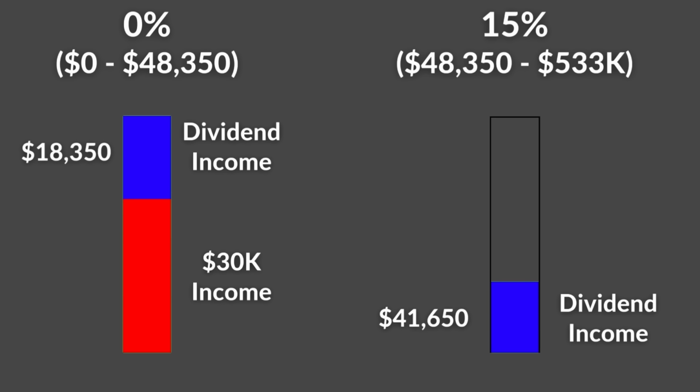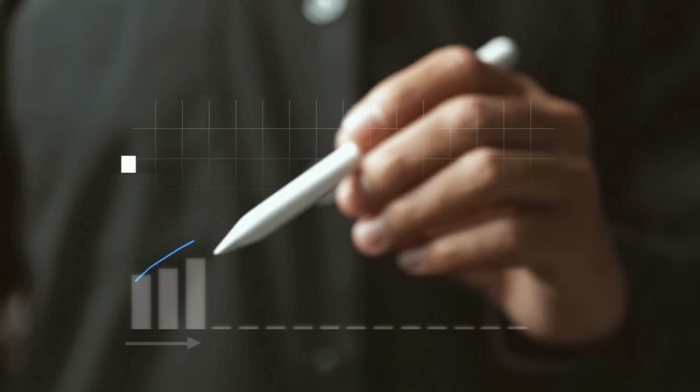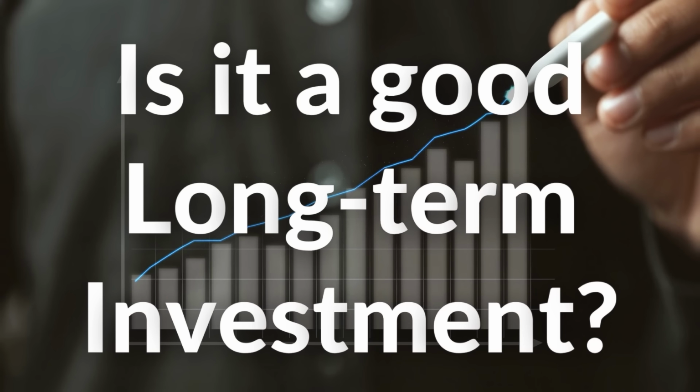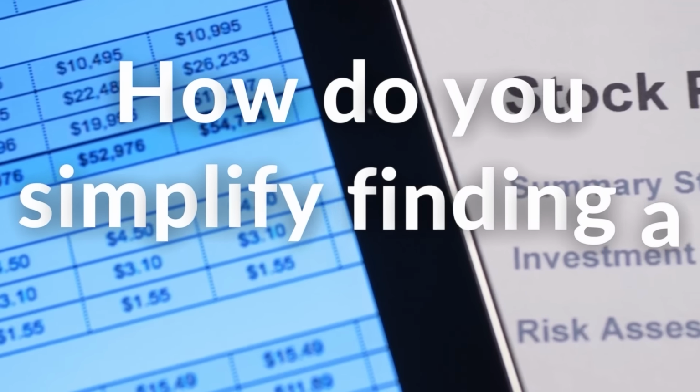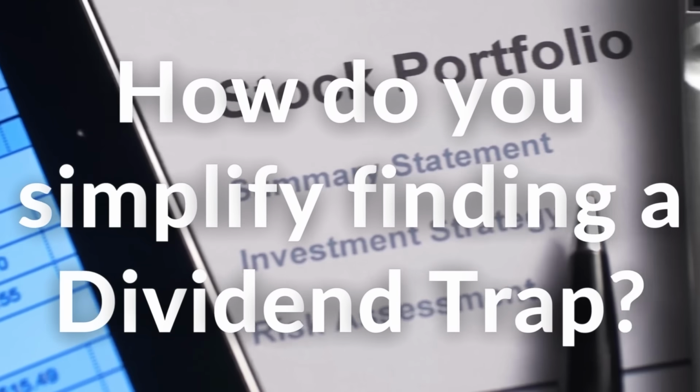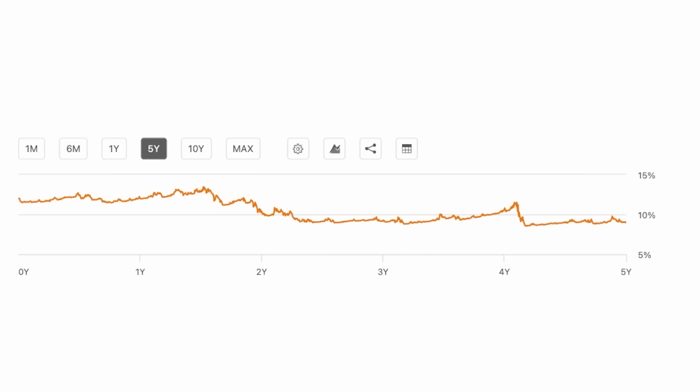But of course, before you start worrying about taxes, you have to make sure that you find the right dividend ETF. Okay, so let's start with the most important question. How do you simplify the process of finding a dividend trap? Well, the answer is right here. This chart should be the first thing that all income investors go to before buying a dividend stock or ETF, because in my opinion, it reveals the true colors of an investment.